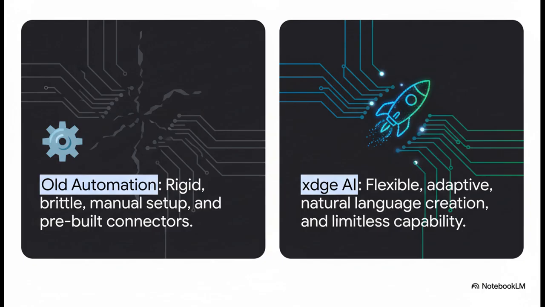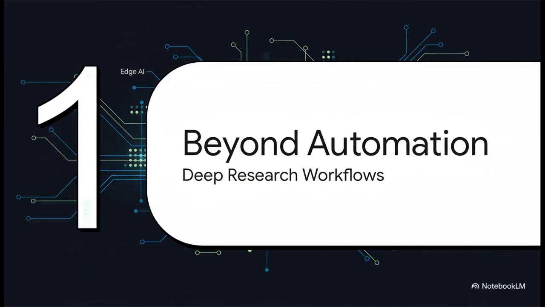We're moving away from those rigid, brittle systems that totally depend on pre-built connectors. Instead, we're heading towards something that's flexible, that's adaptive, and that you can literally create just by talking to it. So how in the world does Edge AI actually pull this off? Well, it goes way beyond simple automation and into something they call deep research workflows. And trust me, this is the core engine that changes absolutely everything.